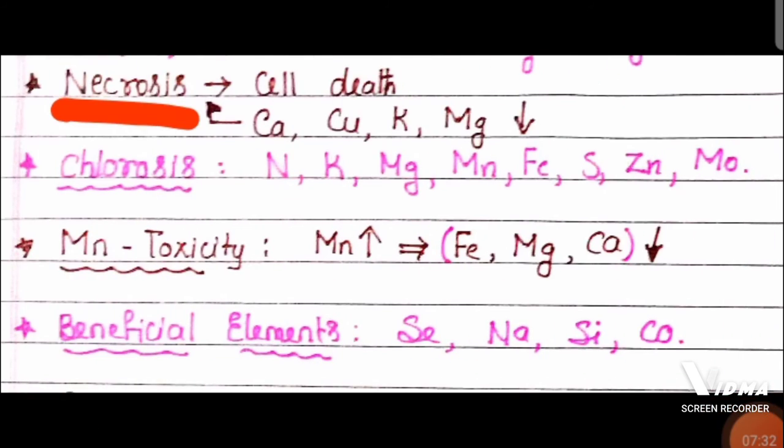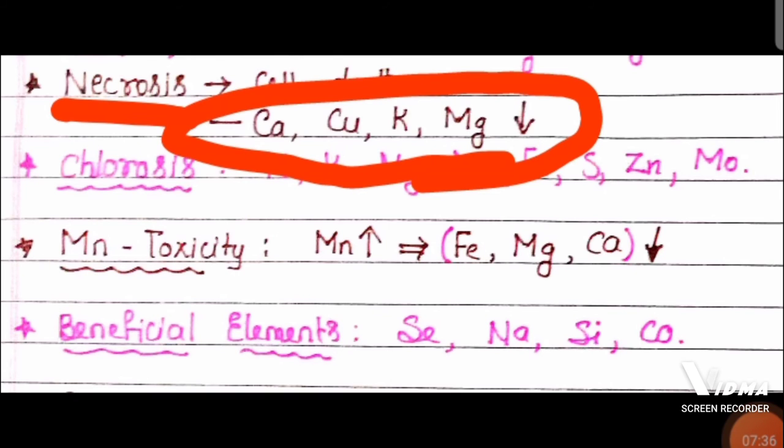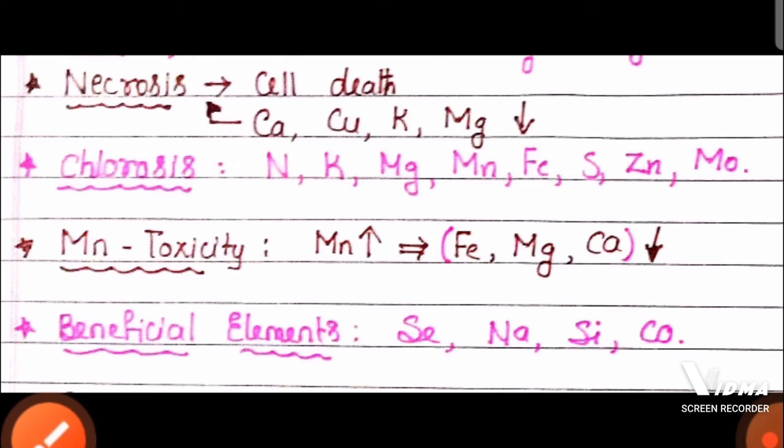Necrosis is nothing but cell death or tissue death. It is because of the decrease in the level of calcium, copper, potassium, and magnesium, because they are very important for the activation of enzymes. Magnesium is a part of chlorophyll. Calcium is a part of the plant cell wall. If there is a deficiency of these elements, it is responsible for the death of the cells, which is called necrosis.